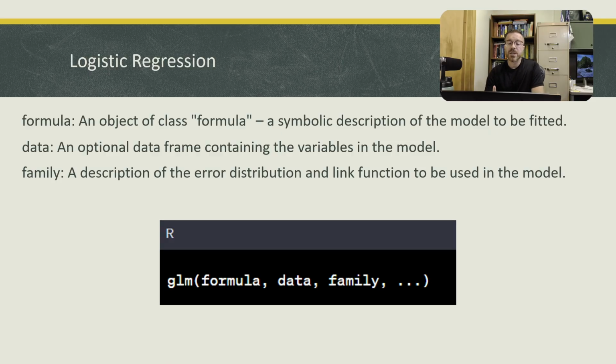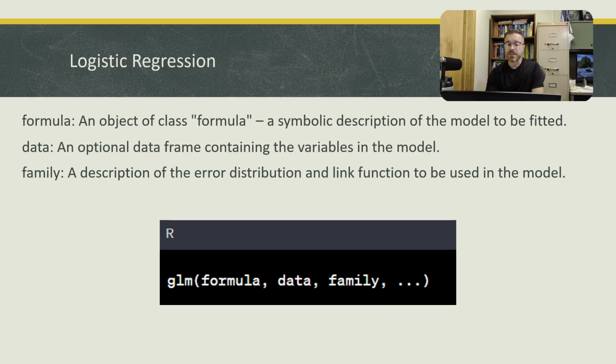This is where you can dive deeper into generalized linear models, and you could pick different families such as binary, Poisson, things like that. So we're going to need a couple things. First, we're going to need our formula. This is going to be our symbolic description of our model to be fitted. We already know how to do that.